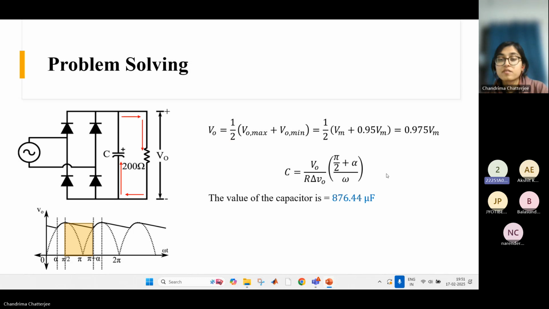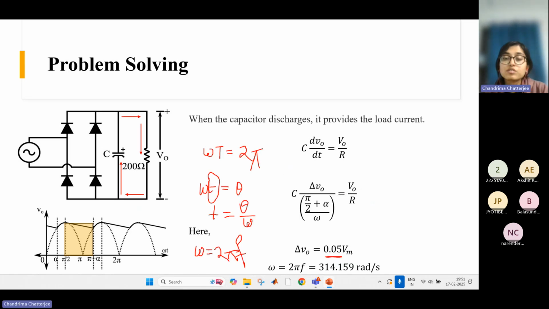Ma'am, could you please explain this slide again? Sorry, for which part do you need explanation? This part only, ma'am. So till this equation you understood how I am getting this equation?